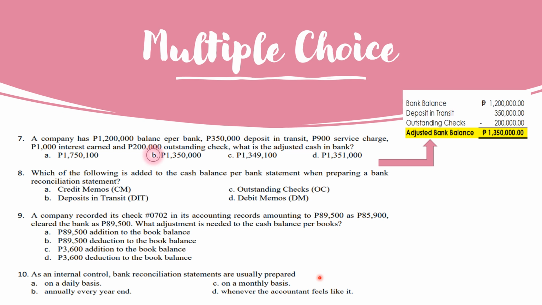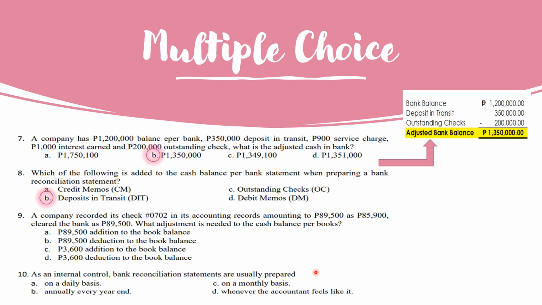Number 8, which of the following is added to the cash balance per bank statement when preparing a bank reconciliation statement? So again, ang tinatanong dito, ang ina-add daw sa bank statement, or you're working on the bank balance, diba? So, ano lang ba? We have deposit in transit, we have outstanding checks, and bank error. Ang alam natin, definitely we are sure na ang deposit in transit is an addition to the bank balance when doing a reconciliation statement. So, the answer is letter B.